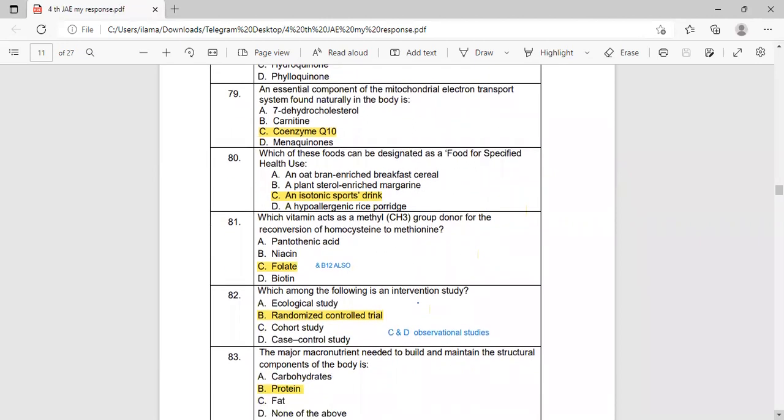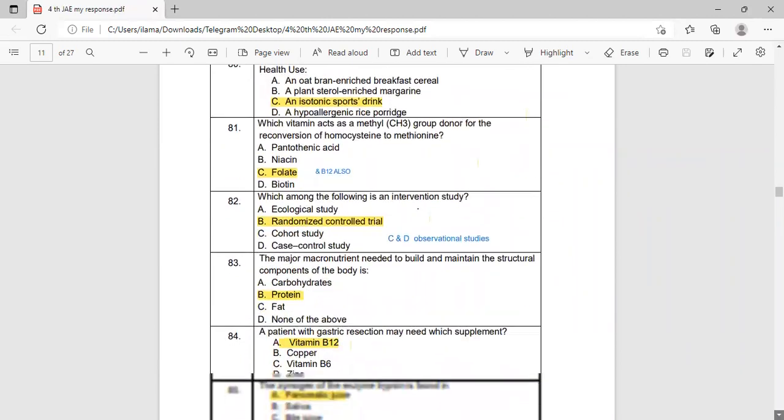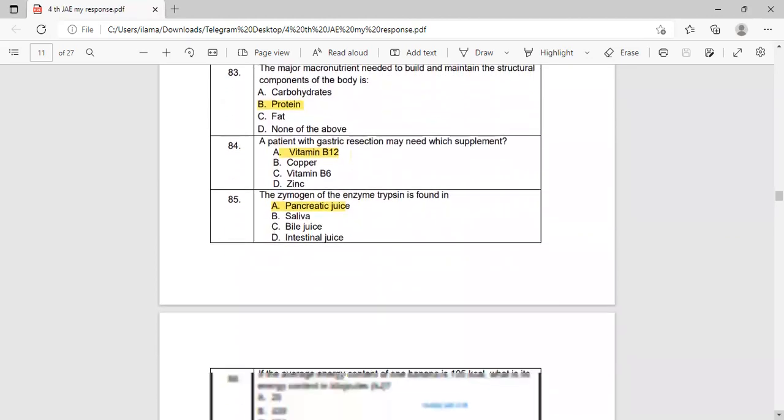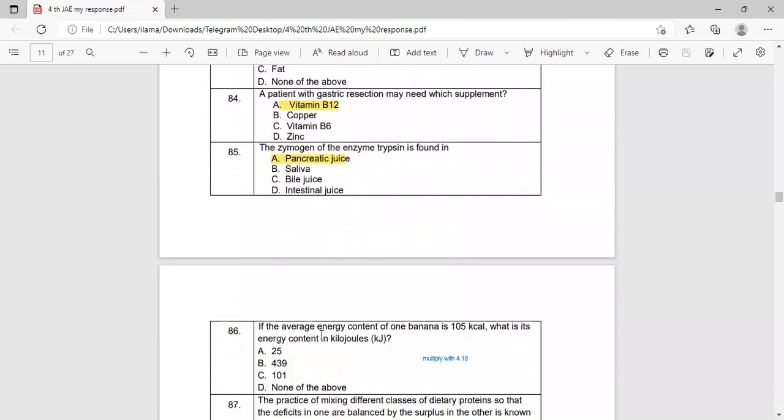Next, the major macronutrient needed to build and maintain the structural component of the body is protein. Next, a patient with gastric resection may need supplement of vitamin B12. Next, the zymogen of the enzyme trypsin is found in the pancreatic juice. The average energy content of one banana is 105 kilocalories. What is the energy content in kilojoule?